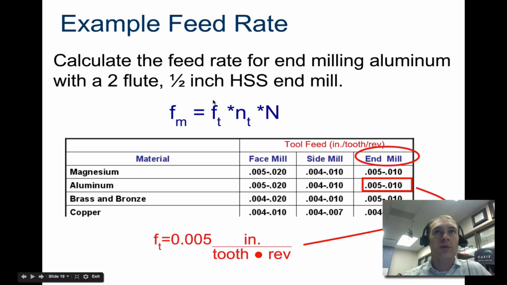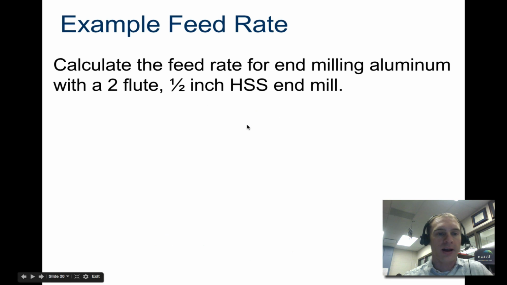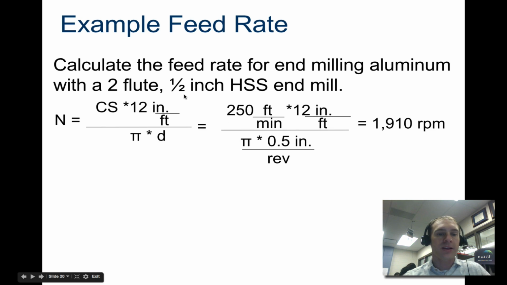So to organize your data here, you're going to want to write down FT equals 0.005. NT equals, well, how many teeth or flutes do you have? Looks like we have 2 based up here. And the next thing is your N value, your spindle speed, which we have to calculate. So CS for aluminum cutting speed, if you looked at that original chart, was 250 times 12. Then we take that answer and divide it by pi times 0.5, which we get from the half-inch here. That gives you 1,910.